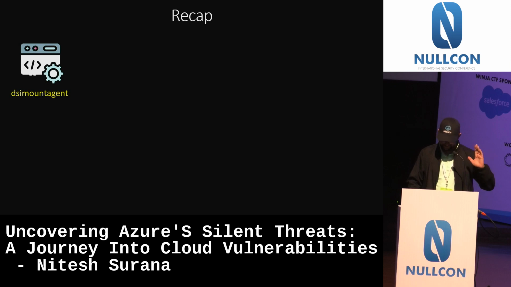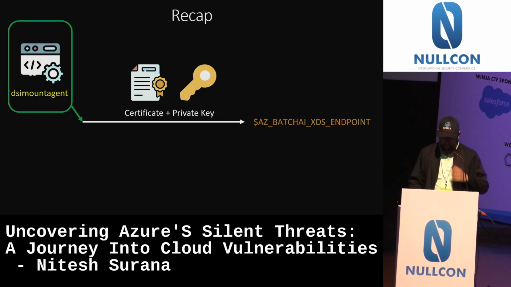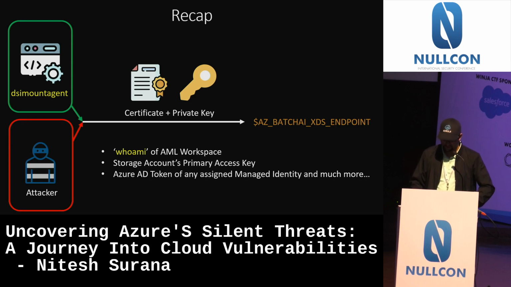Quick recap, because there was a lot. The DSI mount agent talks to the batch XDS endpoint, and it uses a certificate and a private key. Using this, they can run a whoami, that's the get workspace info, the storage account's primary access key, and the Azure AD token of any assigned managed identity, and a lot more actually. And so could an attacker if they had the credentials, the certificate and the private key exfiltrated.